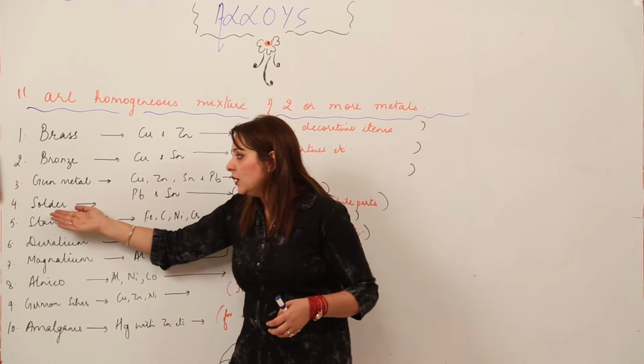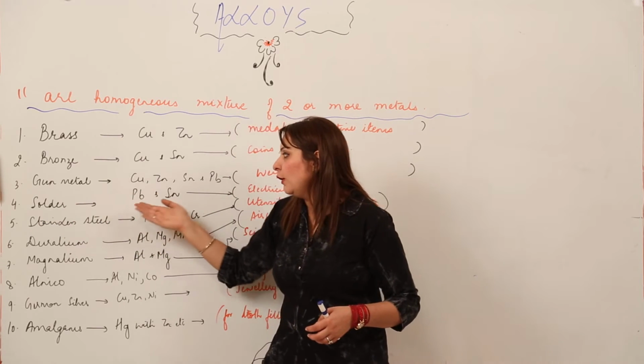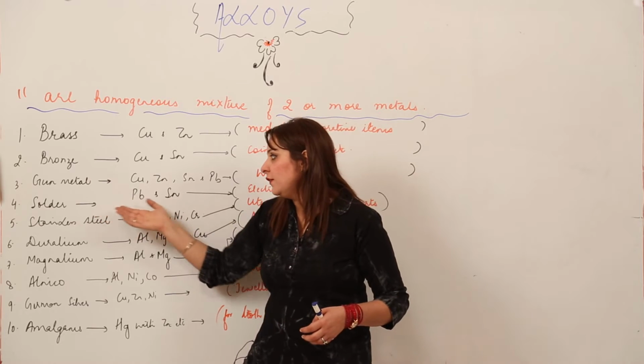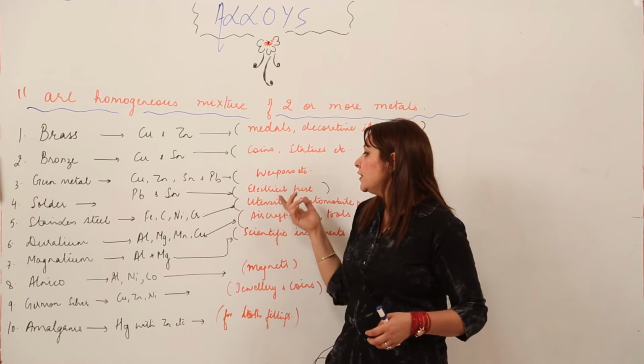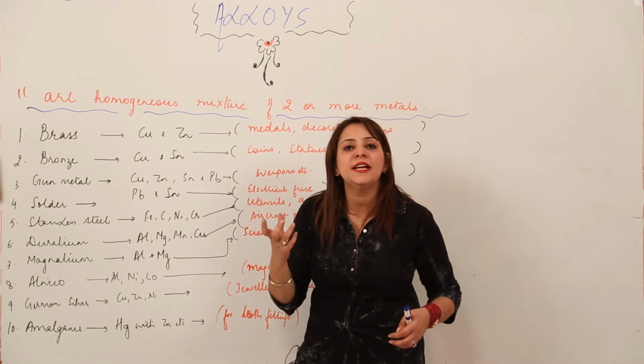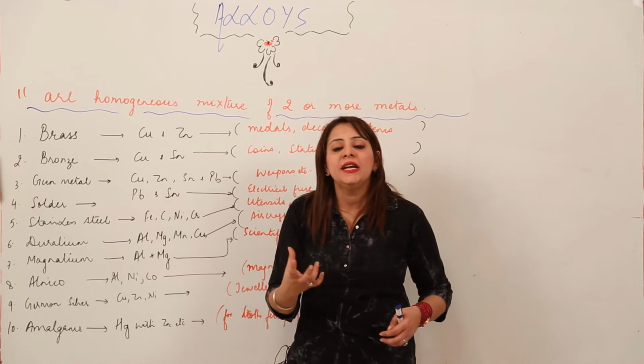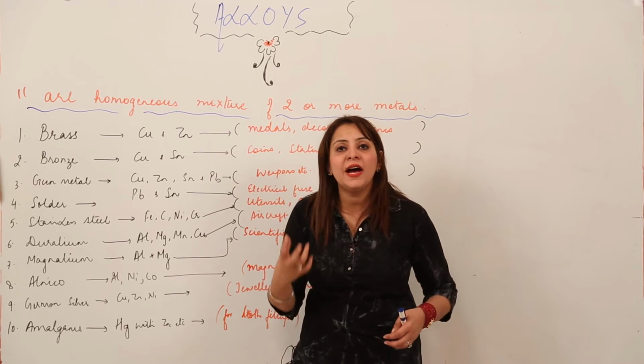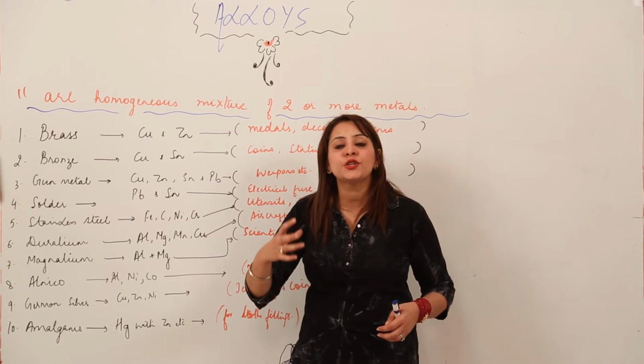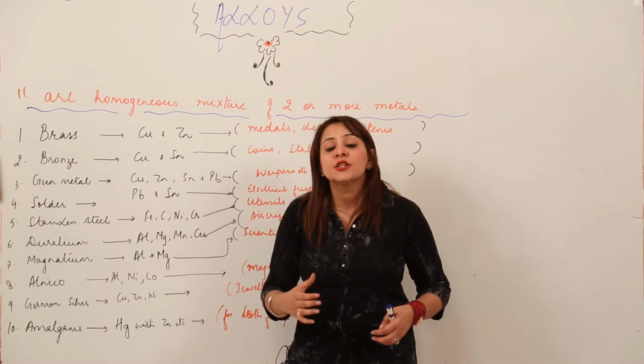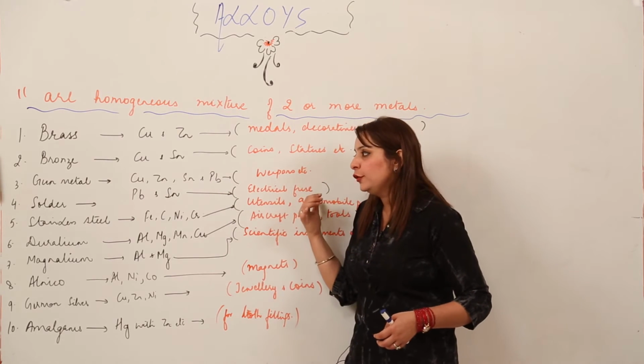Next is solder. Solder is an alloy of lead and tin. Solder, which is an alloy of lead and tin, is used for making fuses, that is the electrical fuse which we use in houses to prevent fire, or to avoid short circuiting and overloading. So it is used in making the fuse.